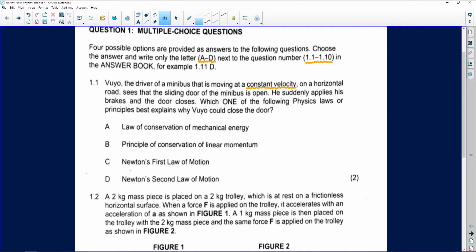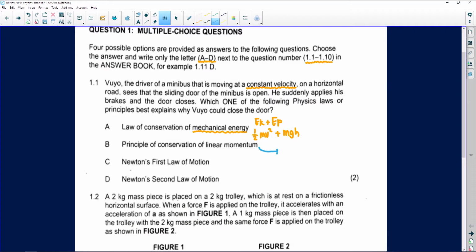The first one is the law of conservation of mechanical energy. Now remember, the total mechanical energy in a system remains constant. Mechanical energy is the sum of EK plus EP. EK is half mv squared, EP is mgh. So all of this holds as long as all the forces acting on the system are conservative forces. Then we have the principle of the conservation of linear momentum.